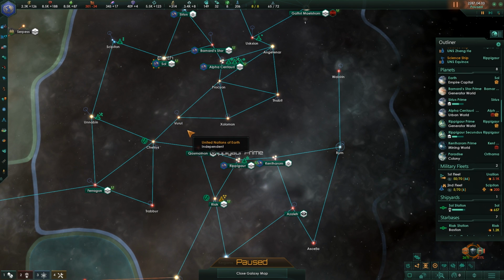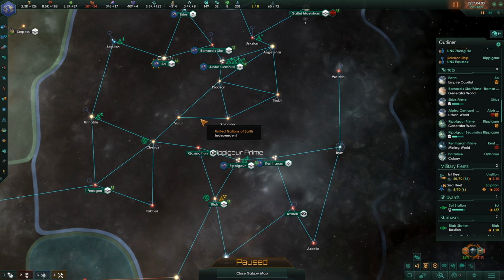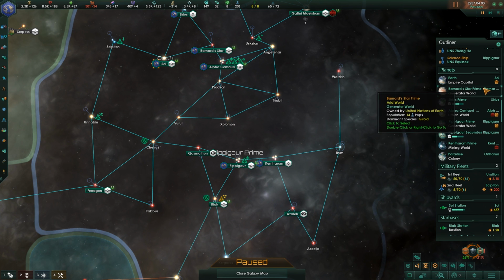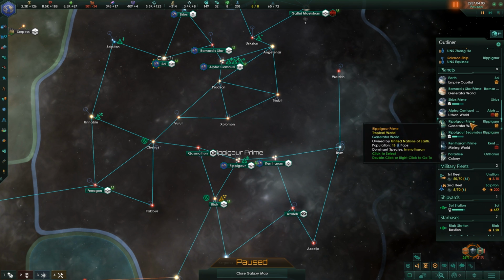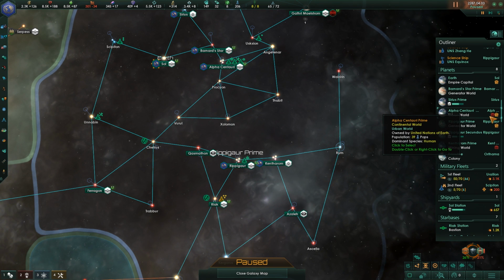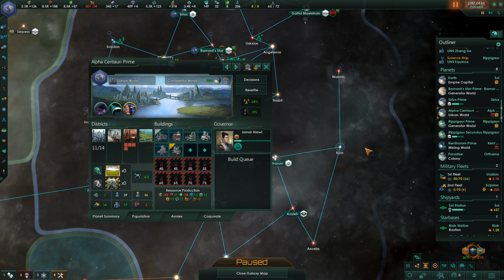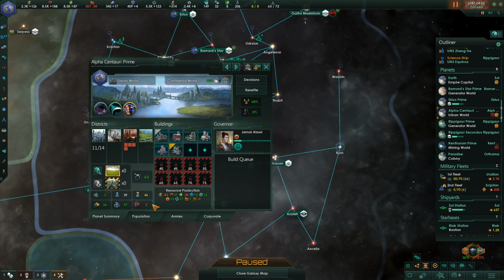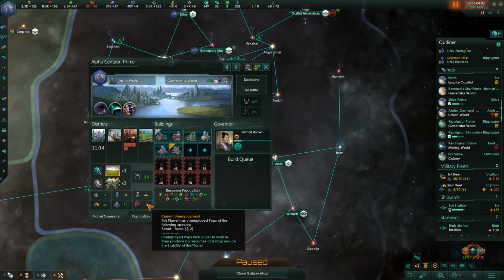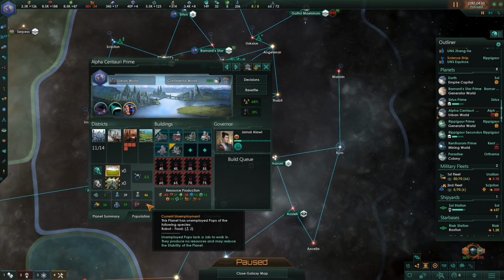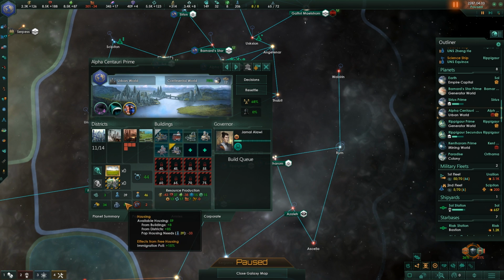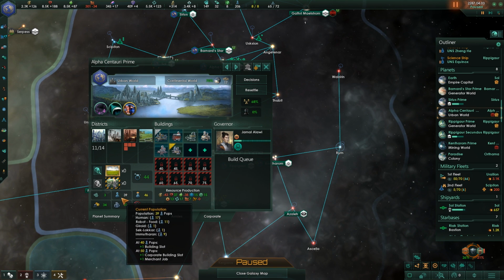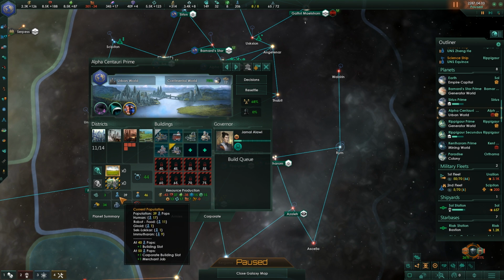Now, let's talk a little bit about the usage of pops. Pops by themselves, as you can see in the outliner here, are defined by whether or not they have jobs. As you can see on Alpha Centauri right now, the little red suitcase is saying, hey, there's 2 pops unemployed here. And that, of course, in this particular case makes no sense, because we have more than enough jobs available, as well as a fairly small population.